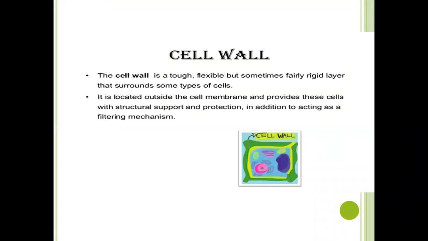Cell wall. The cell wall is a tough, flexible, but sometimes fairly rigid layer that surrounds some types of cells. It is located outside the cell membrane and provides these cells with structural support and protection, in addition to acting as a filtering mechanism. This is the cell wall.